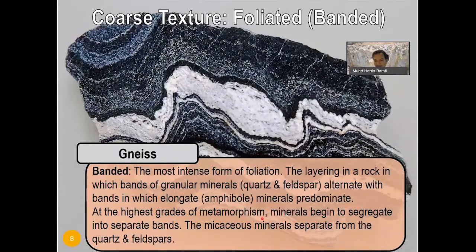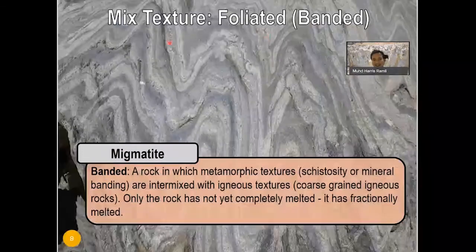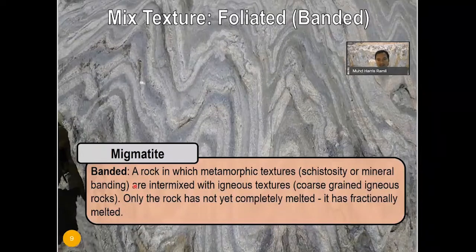At the highest grade of metamorphism, minerals begin to segregate into separate bands. The micaceous minerals separate from the quartz as well as feldspars. This is considered the highest grade of metamorphic rock. Like this one in mixed texture, migmatite, a rock in which metamorphic texture, schistosity or mineral banding, is intermixed with igneous texture, coarse-grained igneous rocks. Only the rock has not yet completely melted and is fractionally melted. This shows that different materials have their own different melting points. With the different melting points, some of the minerals are mixed, and some of the minerals just maintain as is.